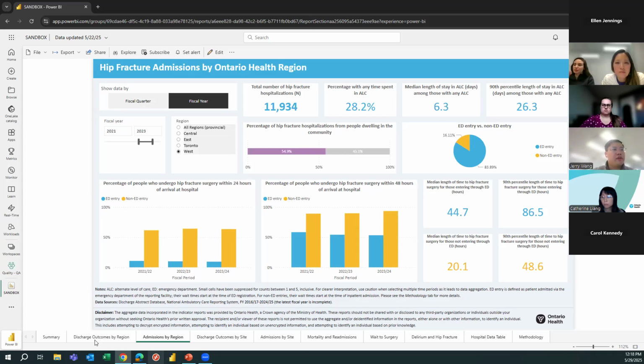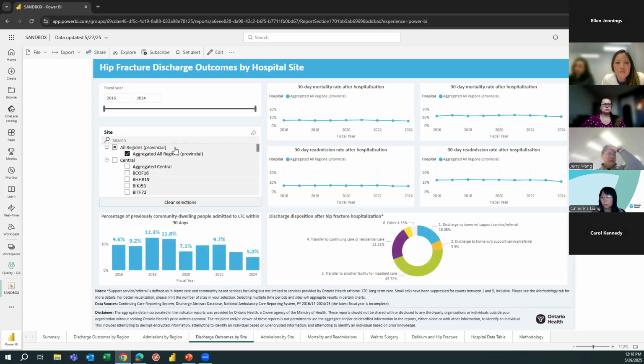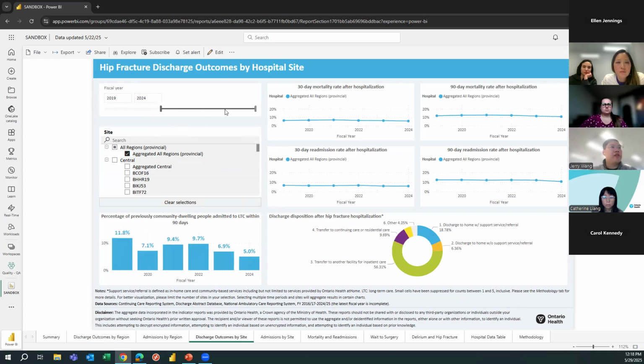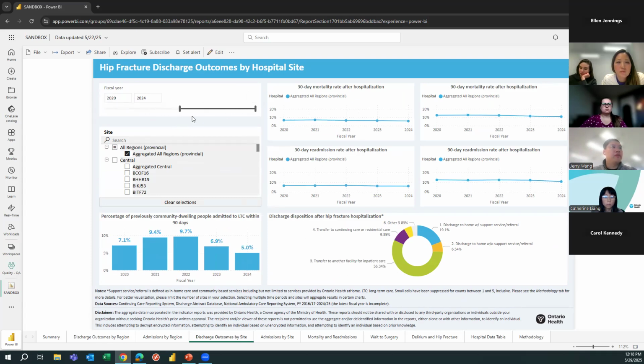Next, we can dive into the site levels for all the sites that deal with hip fractures in Ontario. So this page, discharge outcomes by site, is really a reflection of that first tab that we showed. We can specify which fiscal years that we're looking for. So we can look into, for example, 2020 to 2024. And then we can click each individual site.